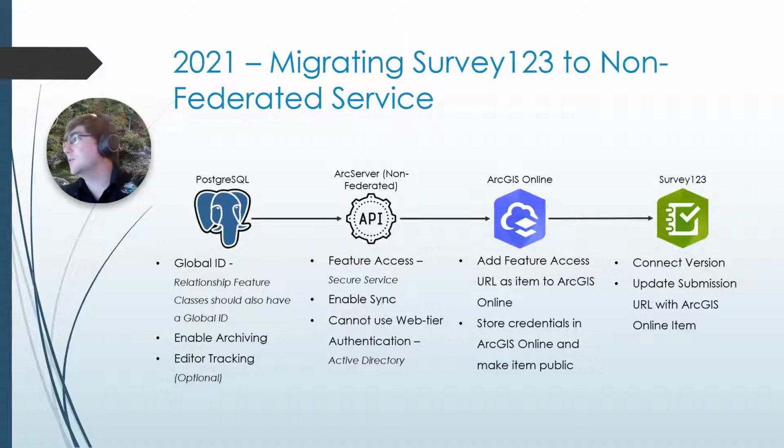But once you have created the service, you just go to your organization's ArcGIS Online, you add it as an item to your account, and then you have to actually store the credentials to the service in the item and make it public. So this is why editor tracking doesn't really benefit you much within the survey, because you're storing the credentials right in it. So it's going to stamp that user as the editor or the creator every time.